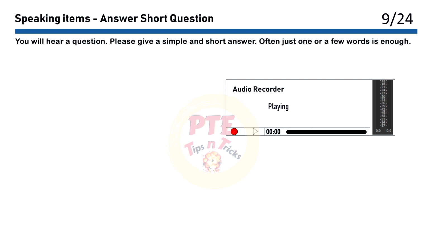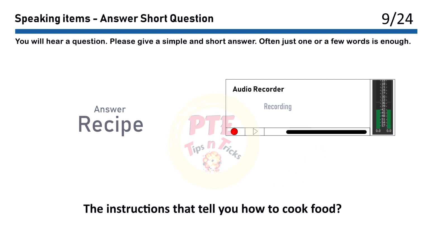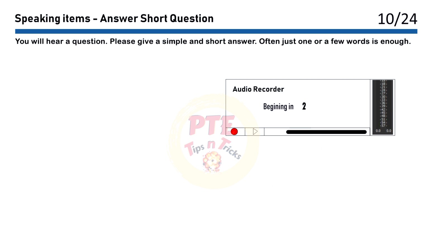The instructions that tell you how to cook food. When something is given in a pair, how many of them are there?